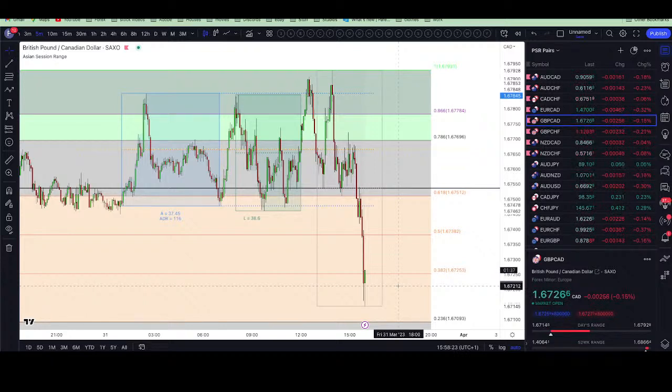So you're watching that straight away and seeing the ricochet off that level so far. As I said, the 382 and the 236, 786 and the 886, they're great areas to look for trade setups, whatever the time frame.